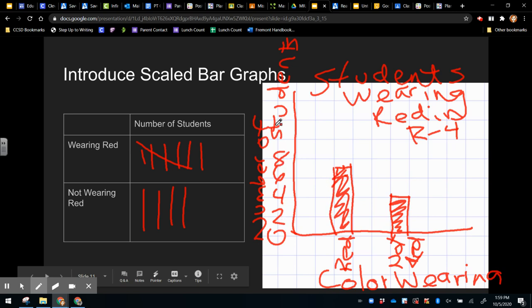These numbers show us how many students, and this is the label for that. And these categories tell us who's wearing what these bars are for, and this label tells us more about that, so I know what it's talking about when it says red and not red.